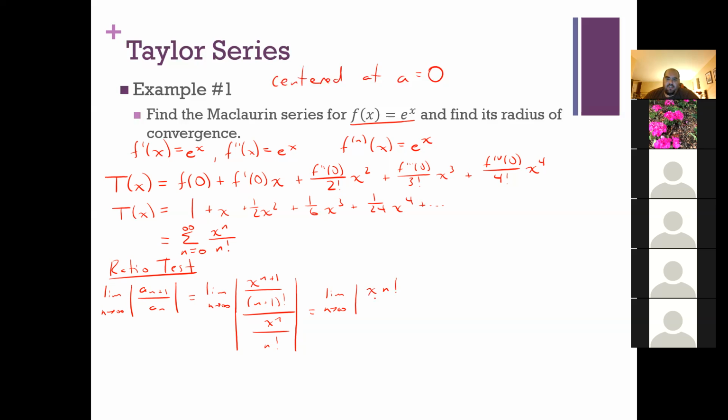We'll bring up the n factorial, and I'm going to break up the n plus 1 factorial into n factorial times n plus 1. So that cancels, and I have this: the limit as n approaches infinity of the absolute value of x over n plus 1.